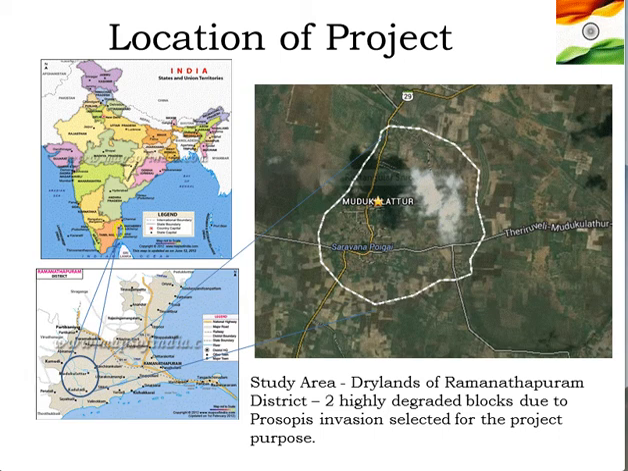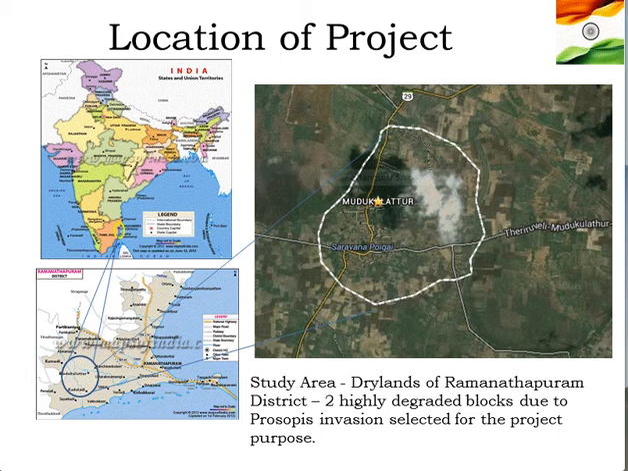This is the study area, which is South India, Ramanathapuram district, which is notorious for its prosopis invasion, has spoiled all the land, thrown the people out of agriculture, and now it has become a charcoal economy. So we thought this is the right case for land degradation due to prosopis or other invasive species, and we have taken this exercise. We have taken just two blocks, highly degraded, and in that we have taken just two villages.